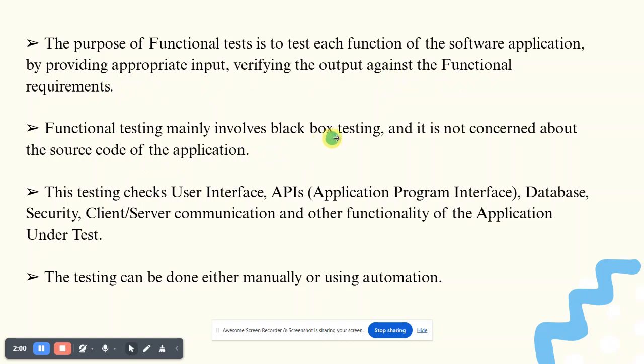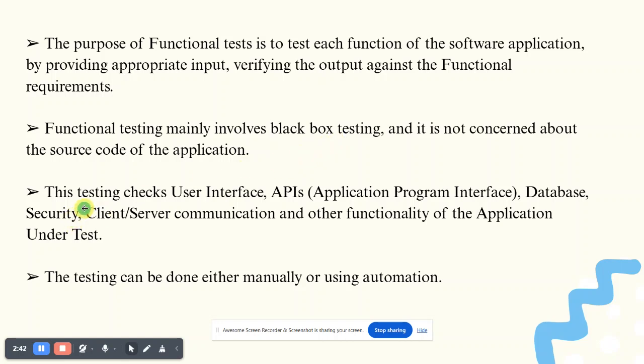Functional testing mainly involves black box testing, and it does not consider the source code of the application. As testers, we perform functional testing, and black box testing means the tester does not need to know about the code part of the software or of a particular functionality. That part is considered from the developer side.